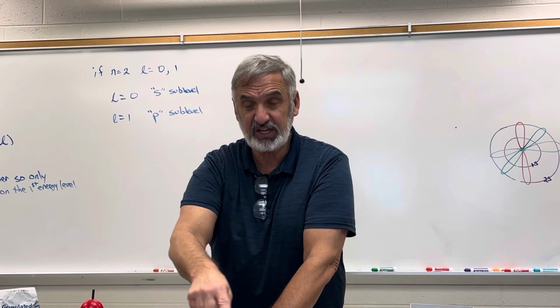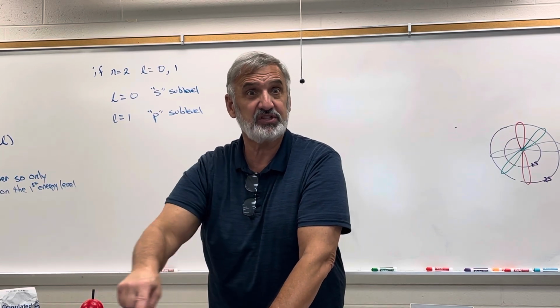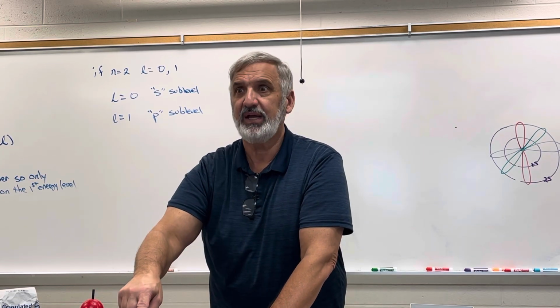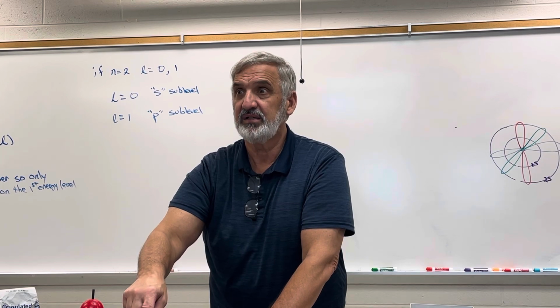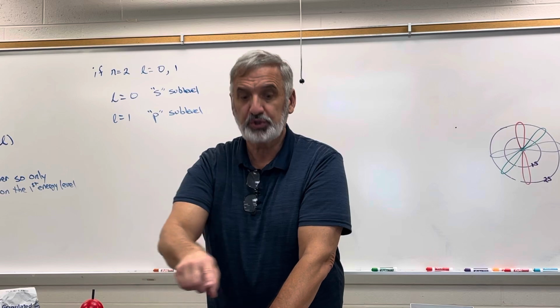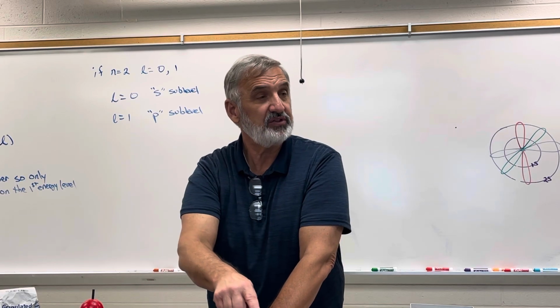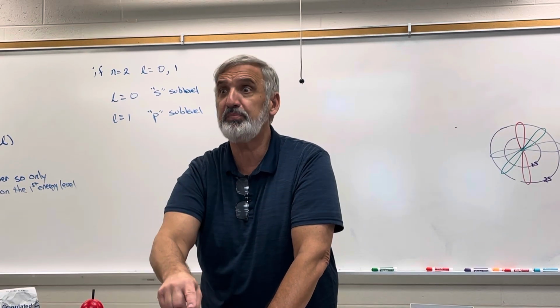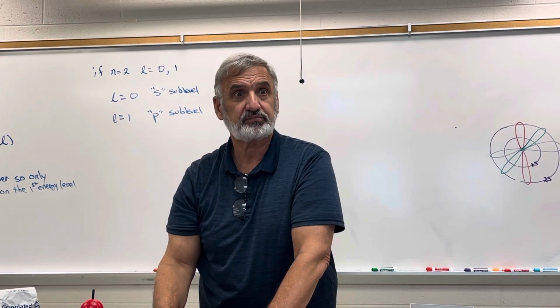How many electrons can I have on the second energy level? 8. 2 on the first, 8 on the second. 2 of them are going to be in the 2s. The other 6 are going to be in these 2p orbitals.